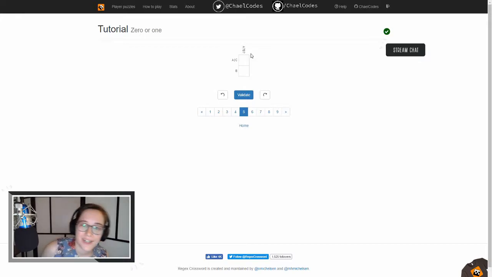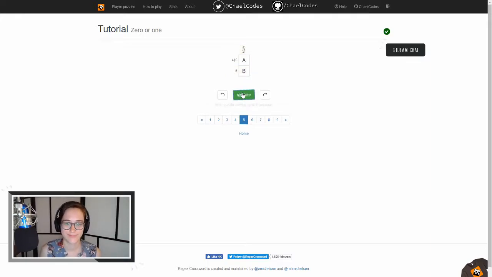Oh, now we have a question mark. A question mark means that you have 0 or 1 of that character, which means that since we have two slots here, it pretty much has to be A, B, but let's validate that against the other ones. So we have A pipe C, which is A or C, and A matches that. And then we have B, which is just B. Cool.